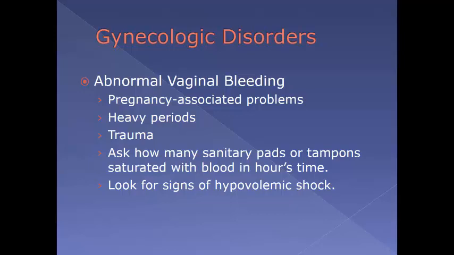Now, abnormal vaginal bleeding could be a pregnancy-related problem. It could be just super heavy periods, especially with endometriosis. It could be due to trauma. You want to find out how many sanitary pads or tampons they've saturated with blood in one hour's time. Now, it takes a lot to saturate. We've actually done some experiments in class before, not with blood, obviously, that's gross, but with just colored water to saturate different assorted pads and tampons. Usually on average, the average pad would hold about 100 mLs before it started leaking. So that's a lot. If they're truly saturating the pads, they've lost a fair amount of blood. So you really want to make sure that you're looking for any signs of hypovolemic shock.